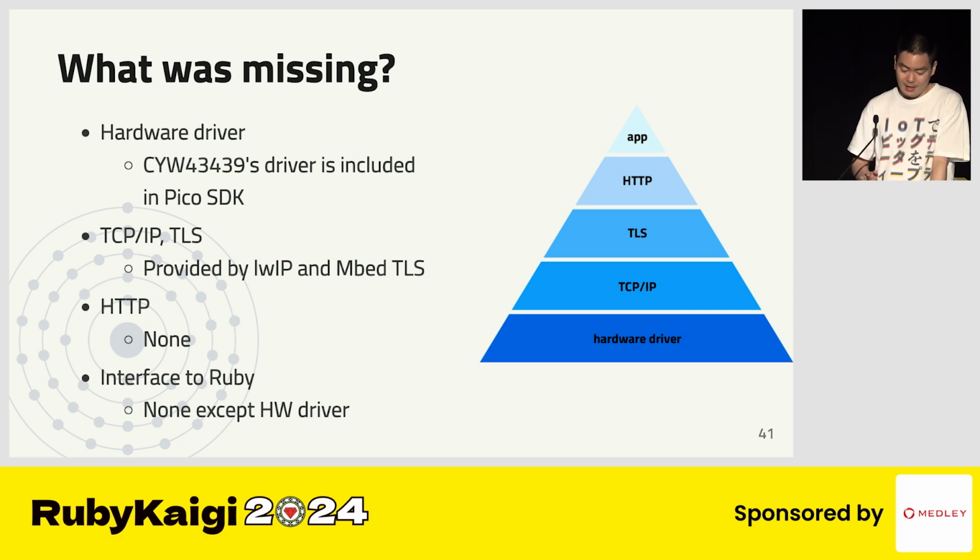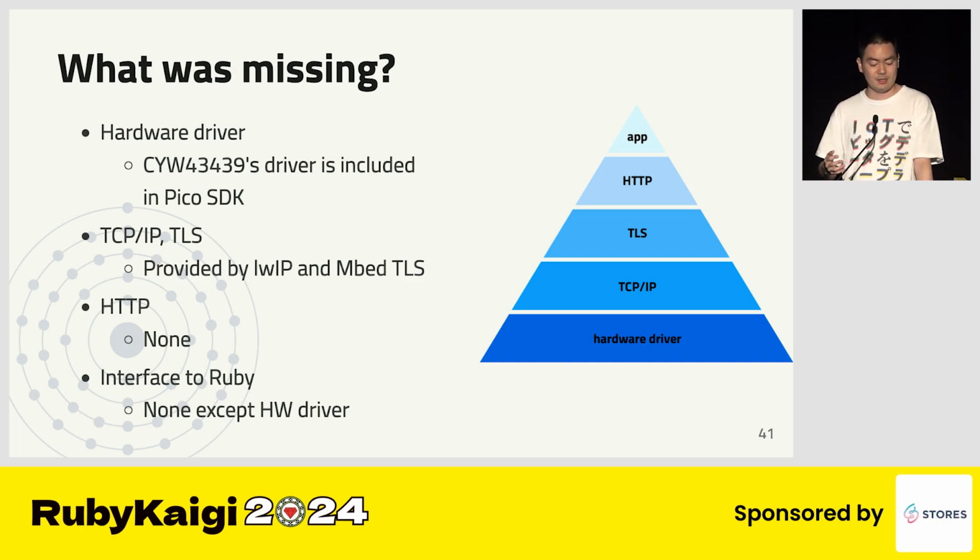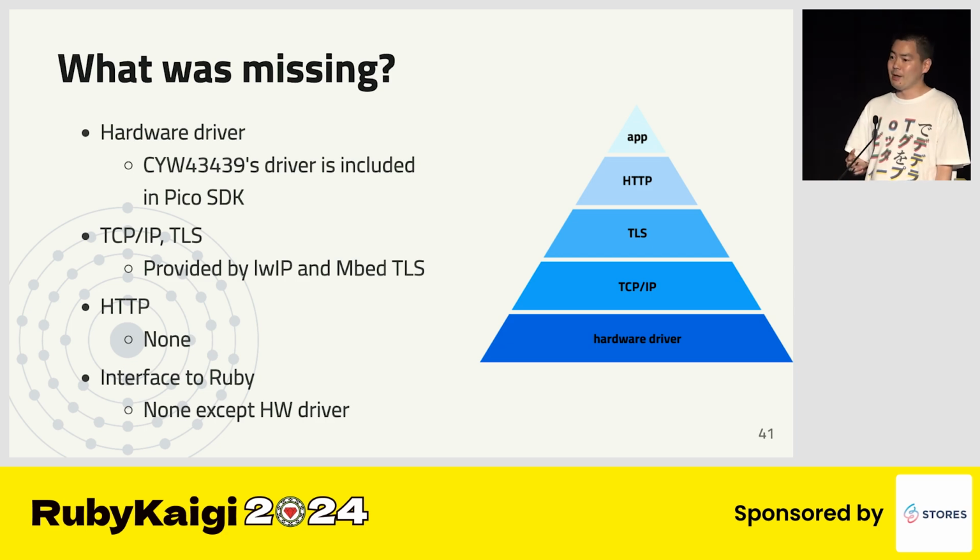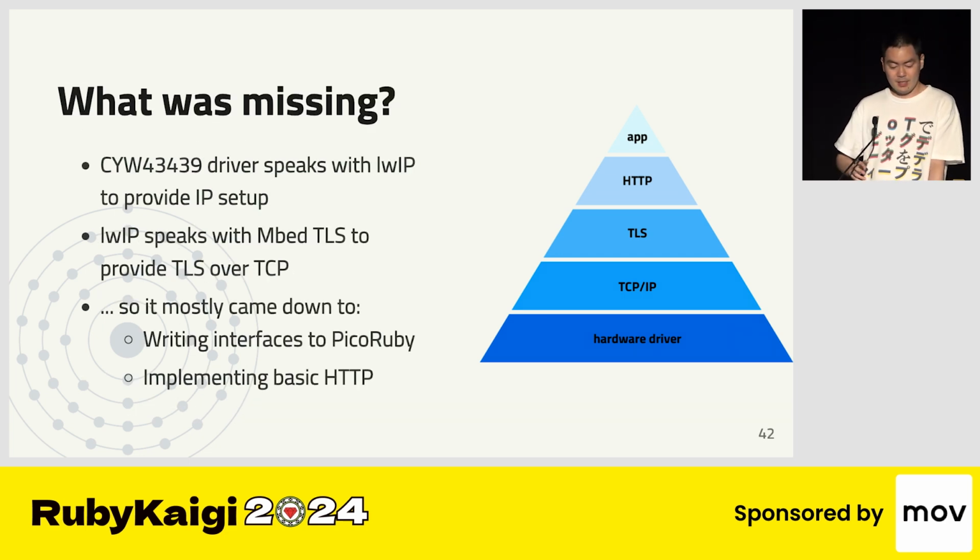So what were we missing? We had a hardware driver that's included in the Pico SDK, and a TCP/IP stack, which is LWIP, and a TLS library, which is mbed TLS, that's also included in the Pico SDK, but we didn't have HTTP. And for the interfaces to Ruby, we had nothing except for the hardware driver, because we had a hardware driver interface that provides Bluetooth. And the hardware driver speaks with LWIP to provide IP setup. Then LWIP speaks with mbed TLS to provide TLS over TCP.